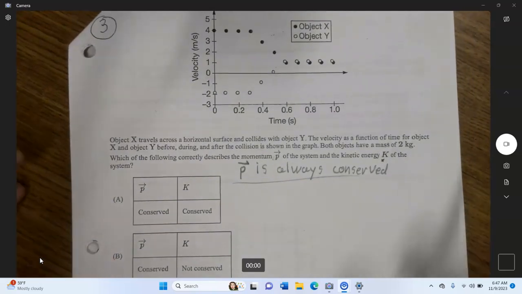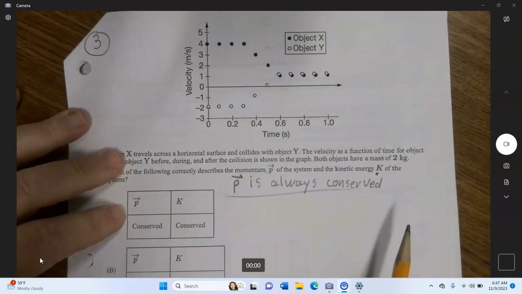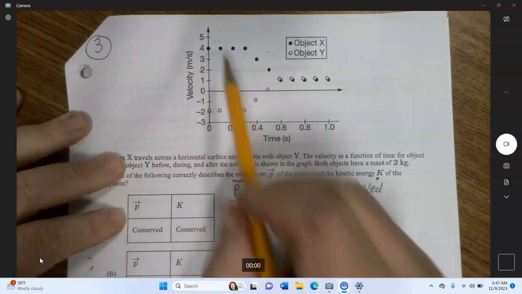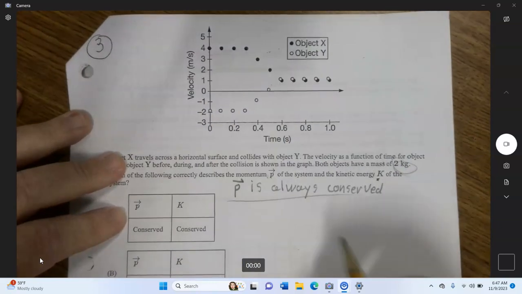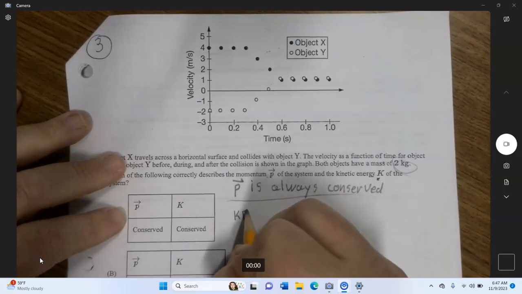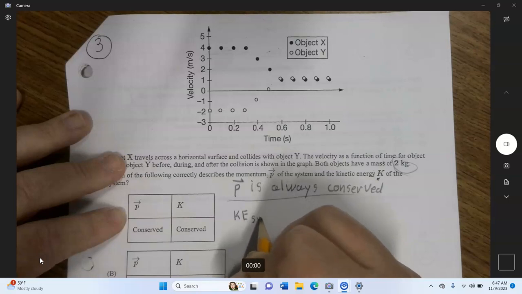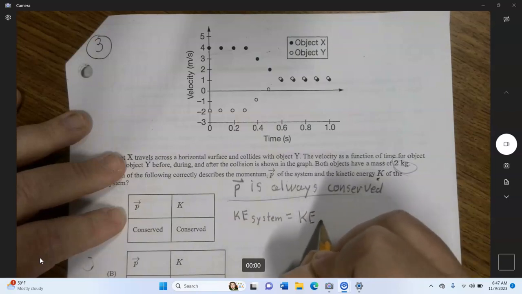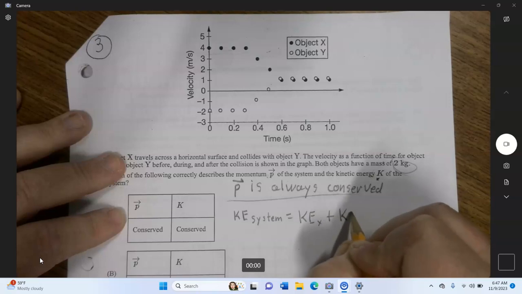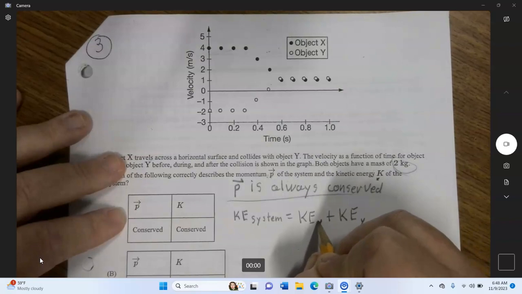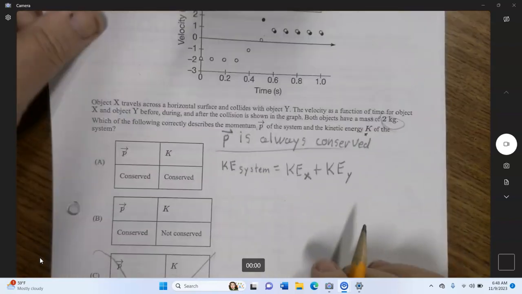Okay, so you have to do the same calculation we did in the earlier problem. The kinetic energy of object X, it has a velocity of 4 and a mass of 2 as given in the problem. So KE for the system, I'll write this out this time, equals KE of object X plus KE of object Y. And I want you writing these formulas like this. Don't shortcut this. Okay, write out the general formula.